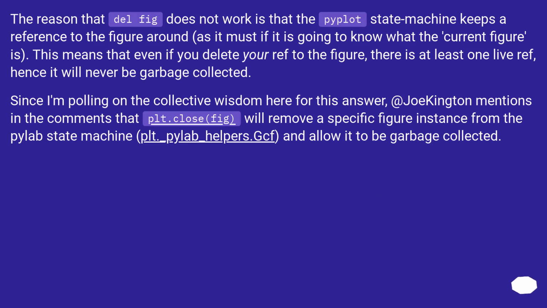The reason that del fig does not work is that the pyplot state machine keeps a reference to the figure around, as it must if it is going to know what the current figure is. This means that even if you delete your ref to the figure, there is at least one live ref, hence it will never be garbage collected. Since I'm polling on the collective wisdom here for this answer, @Joakington mentions in the comments that plt.close(fig) will remove a specific figure instance from the pylab state machine, plt._pylab_helpers.Gcf, and allow it to be garbage collected.